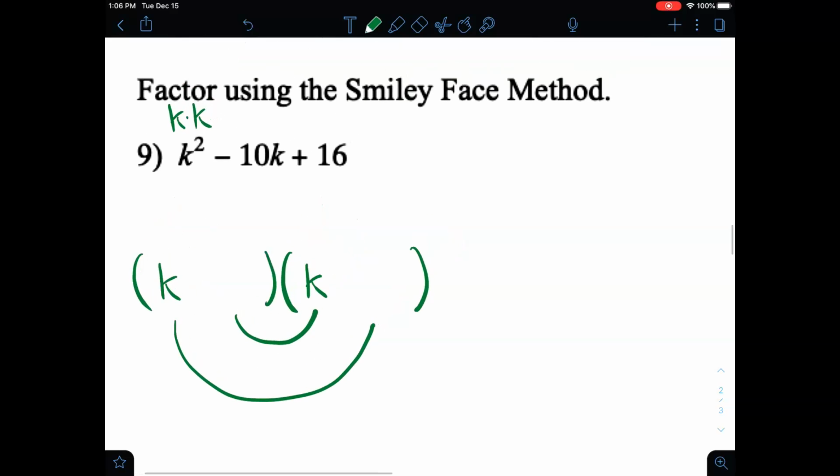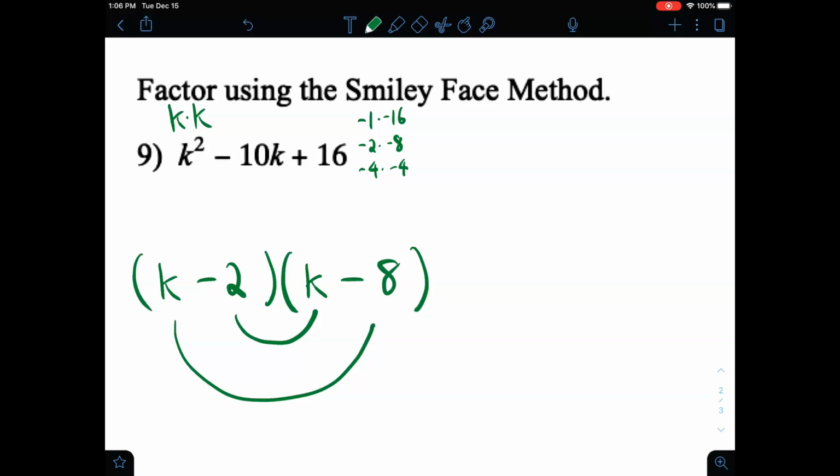So what multiplies to 16? Well, we have negative 1 times negative 16. We have negative 2 times negative 8. And we have negative 4 times negative 4. Those are what multiply to positive 16 with a negative here. So what is going to be our answer? Which of these numbers are going to add up to negative 10? Well, hopefully you said negative 2 and negative 8.